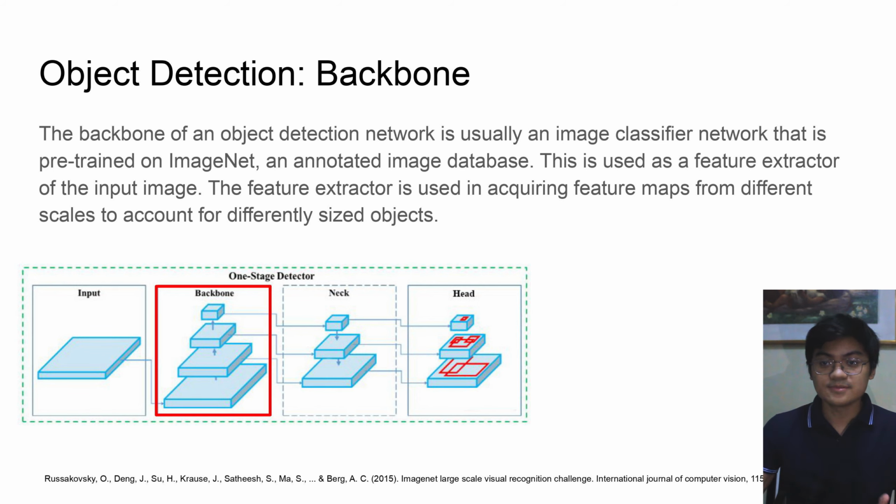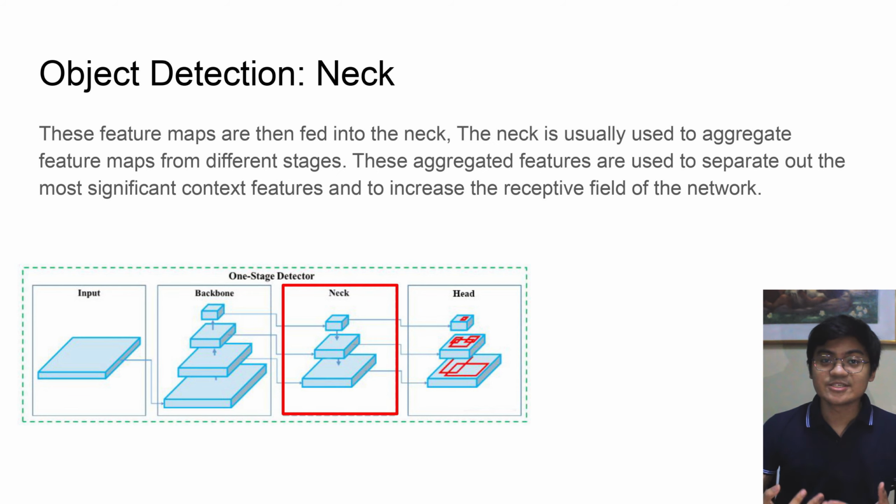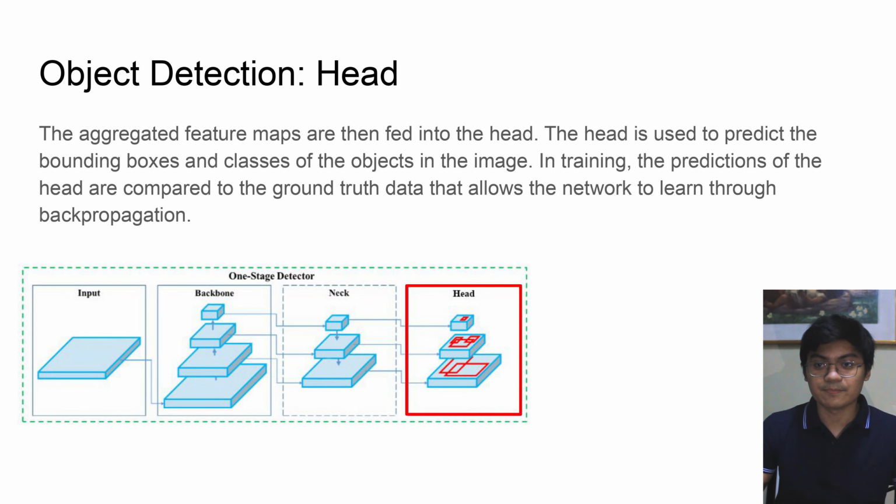Object detectors are mainly composed of 3 parts: the backbone, the neck, and the head. The backbone of an object detection network is usually an image classifier trained on ImageNet. This is used as a feature extractor of the input image. These feature maps are then fed into the neck. The neck is usually used to aggregate feature maps from different stages. The head is used to predict bounding boxes and classes of the objects in the image.